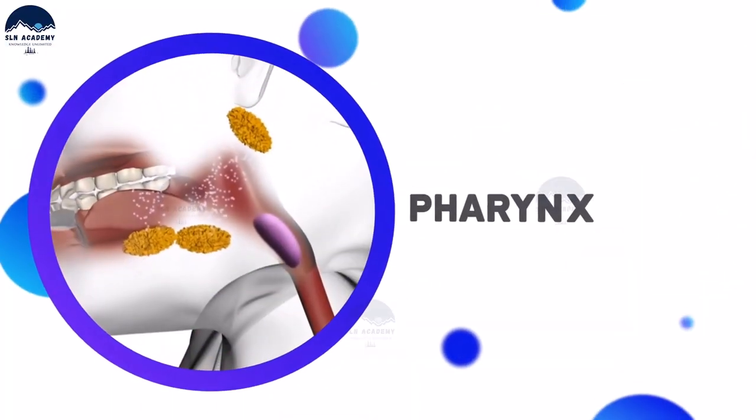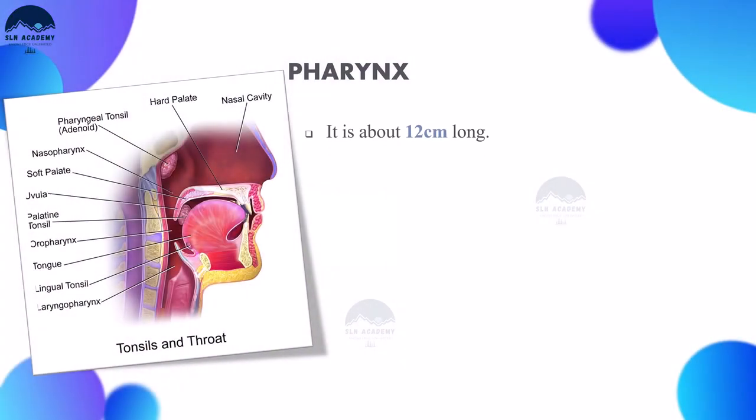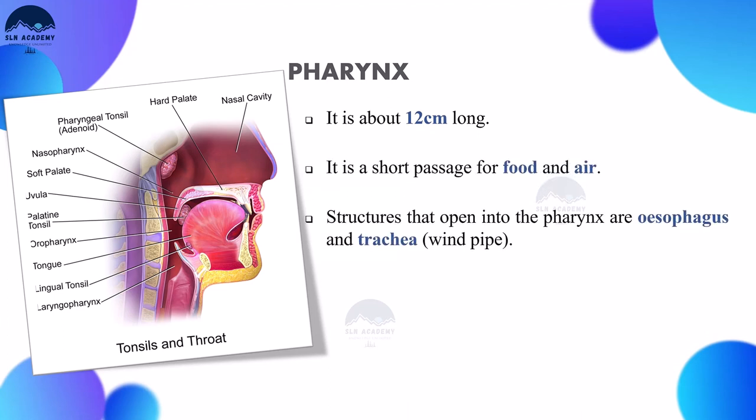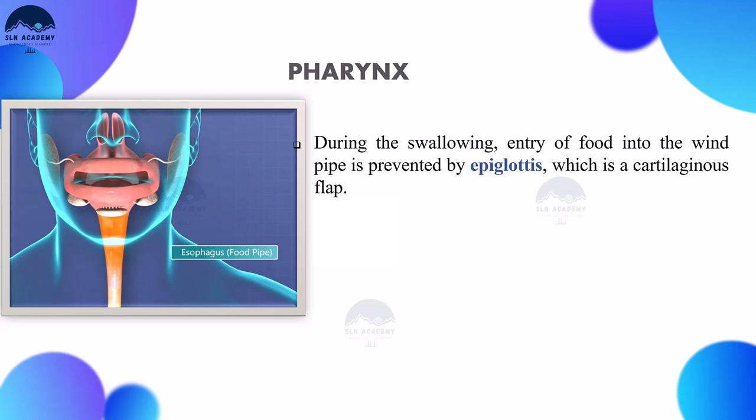Pharynx. It is about 12 cm long. It is a short passage for food and air. Structures that open into the pharynx are esophagus and trachea, which is windpipe. It is divided into naso, oro, and laryngopharynx. During swallowing, entry of food into the windpipe is prevented by epiglottis, which is a cartilaginous flap. Pharynx leads into esophagus through gullet.